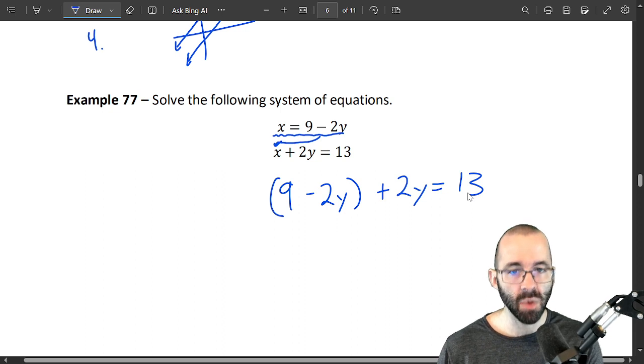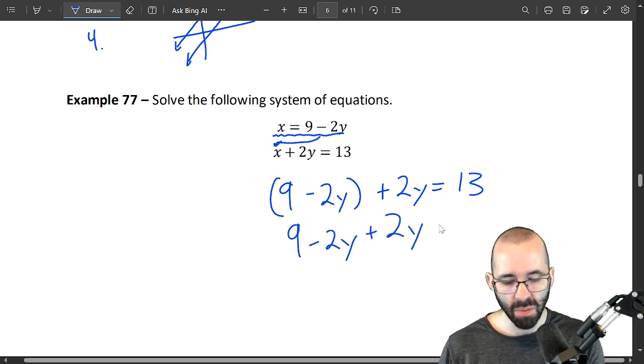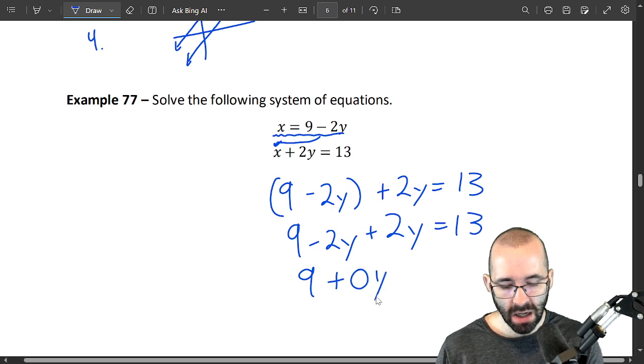Let's simplify and solve for y. 9 minus 2y, nothing fancy to do with the parentheses here. Minus, we have negative 2y, we're adding a 2y, now we have 0y.